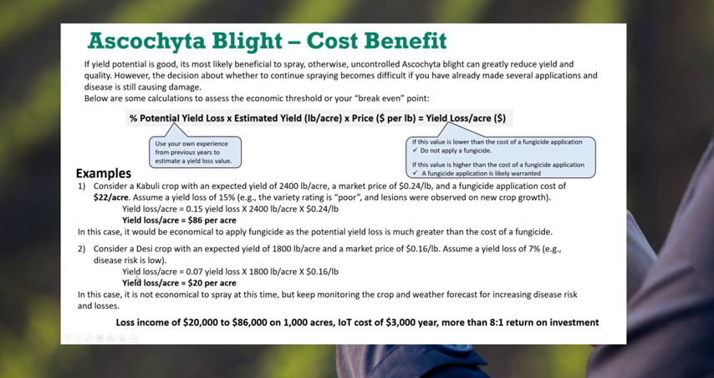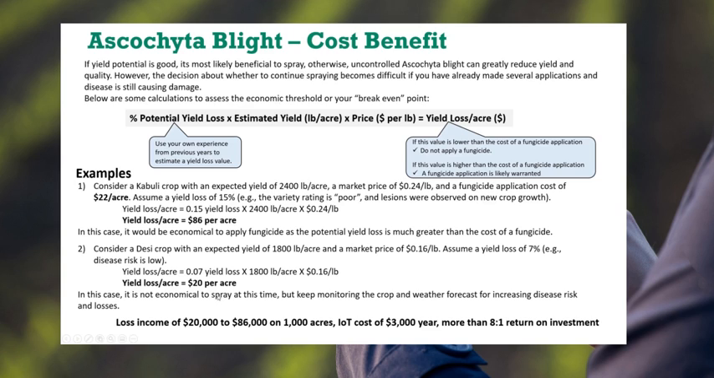So here are a couple of examples on two different crops. If we look at 2,400 pounds at 24 cents per pound, an application cost of $22, and a yield loss of 15% because the variety rating is poor, then our formula would be yield loss times 2,400 times 24 cents, or $86 per acre. At $22 an acre, it's very economical to apply the fungicide on an $86 per acre loss. On another crop, with a yield of 1,800, 16 cents per pound, and 7% yield loss, a low disease risk, we'd come out to $20 per acre, which is less than the $22 an acre.